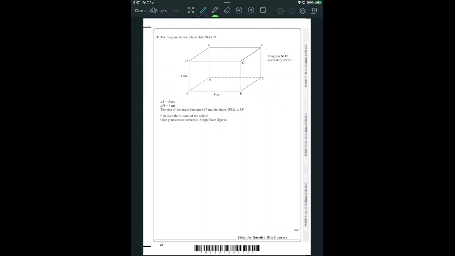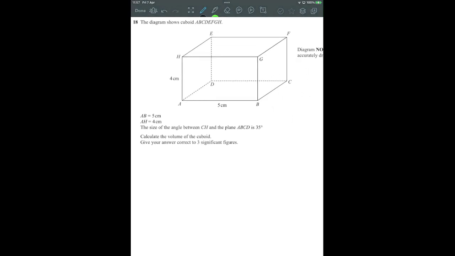Question 18, another shape question. We have a cuboid, we have various lengths labelled on for us, and we have an angle. Okay, that's unusual. Not often do they give you an angle instead of giving you the side lengths. We want the volume. Well, in order to find the volume, I need to find the final side length, the side length BC. If I know that, I just multiply that by the 4 and the 5 and I'm sorted.